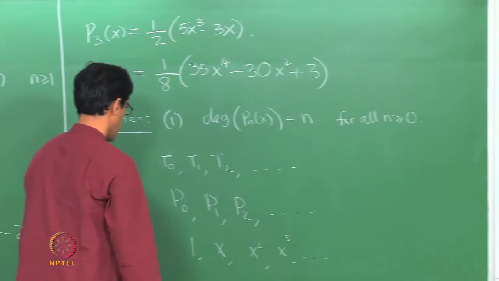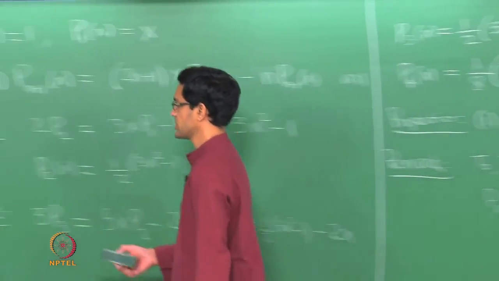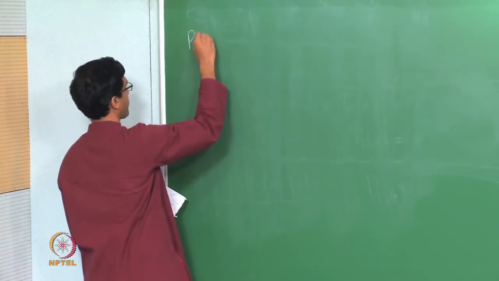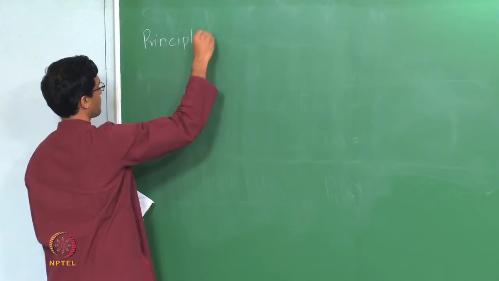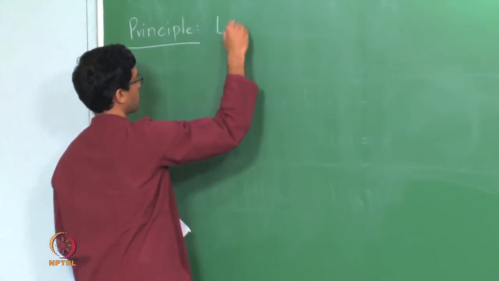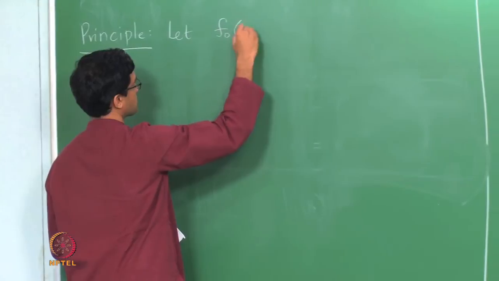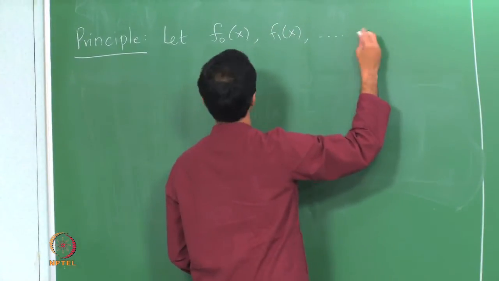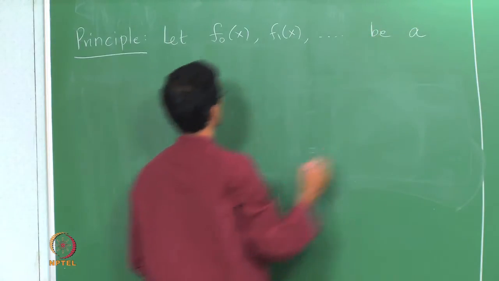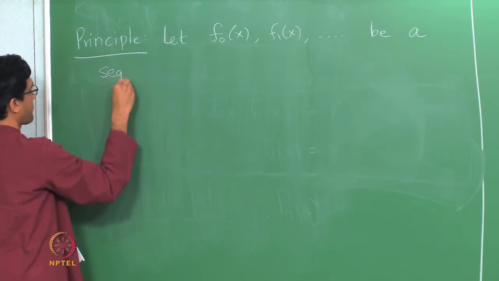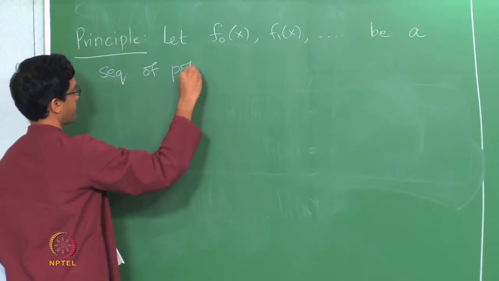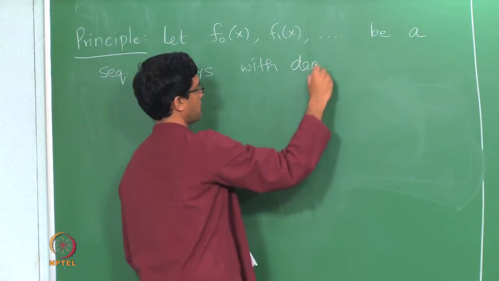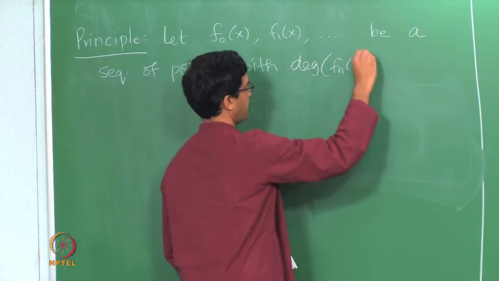So consider such sequences. More generally, here is the key principle. Suppose I have a sequence of polynomials f0 of x, f1 of x and so on, with the degree of fn being n for all n.